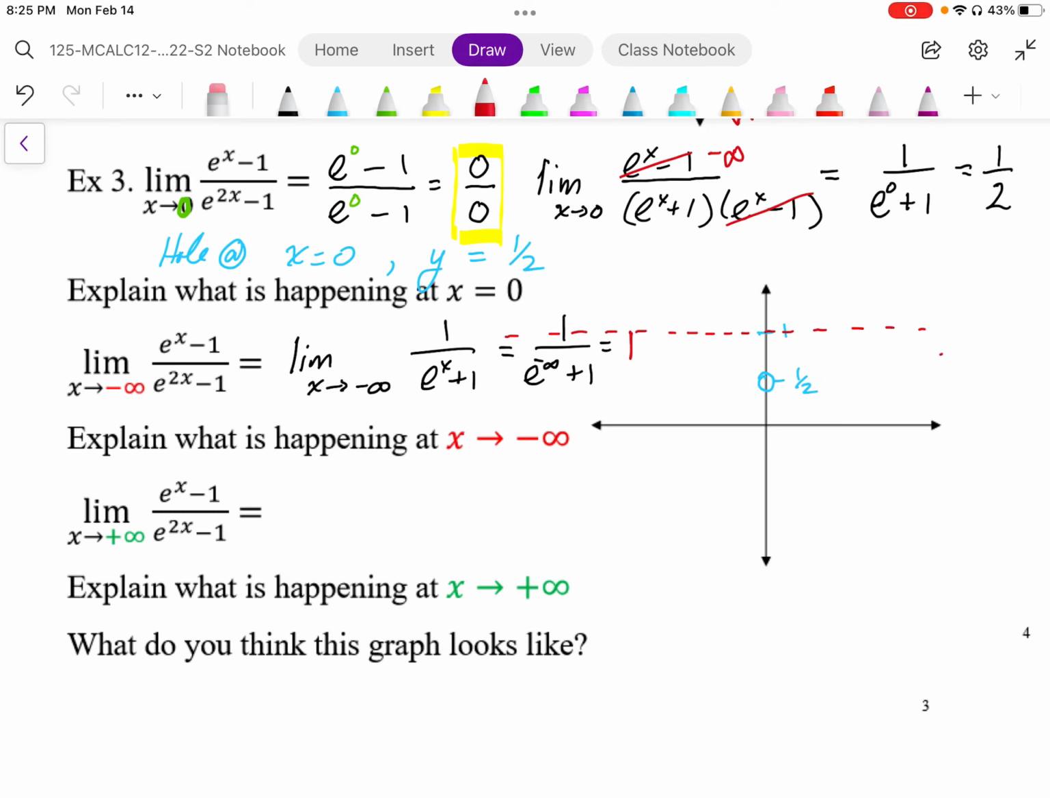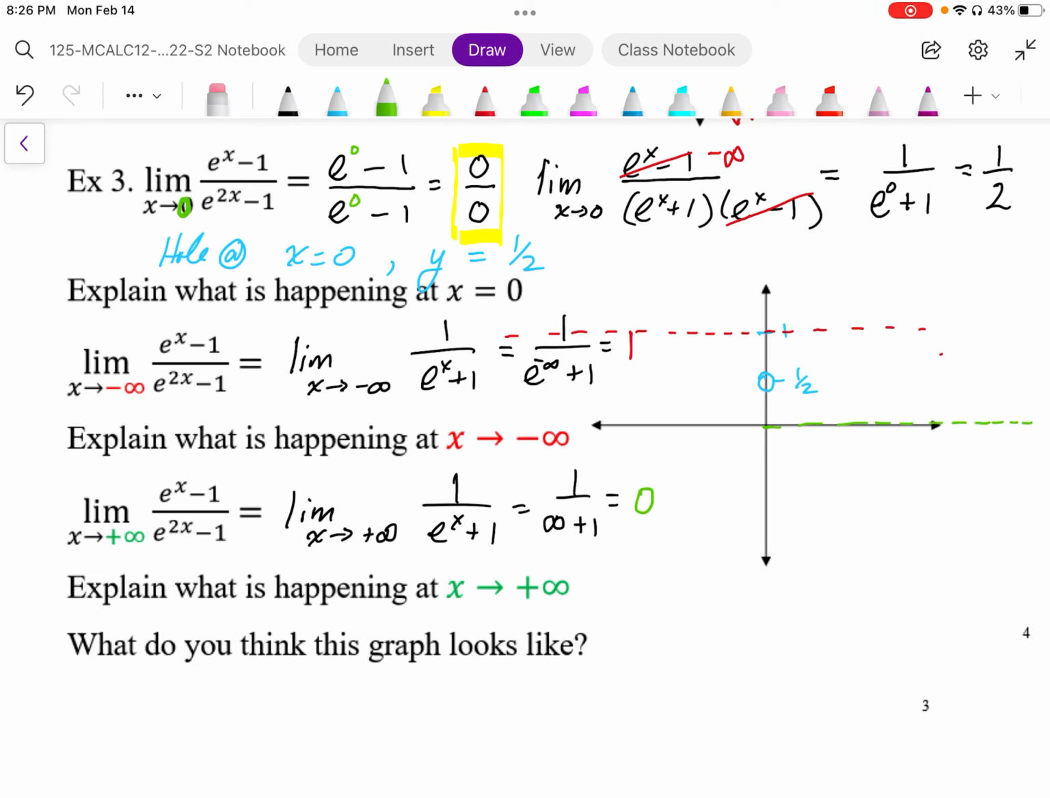I then look at what's happening as I go to positive infinity. So same thing, instead of dealing with the whole expression, I can use a simplified expression because I've already dealt with a restriction as a hole. And so I plug it into 1 over e to the x plus 1, the simplified version of this. And when I plug it in, I end up with infinity plus 1 in the denominator. That's equal to 0. So what does that mean then? As I go to the right, the limit as x goes to positive infinity, it's going to reach a horizontal asymptote as I go to the right.